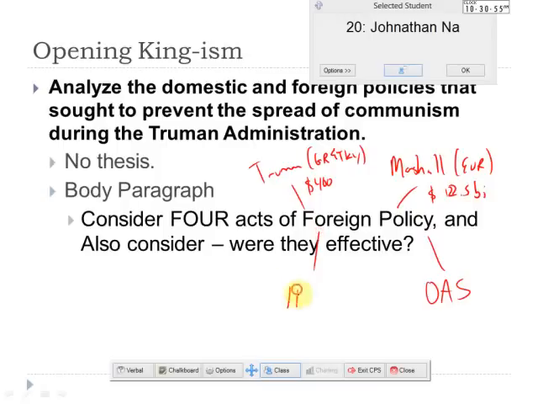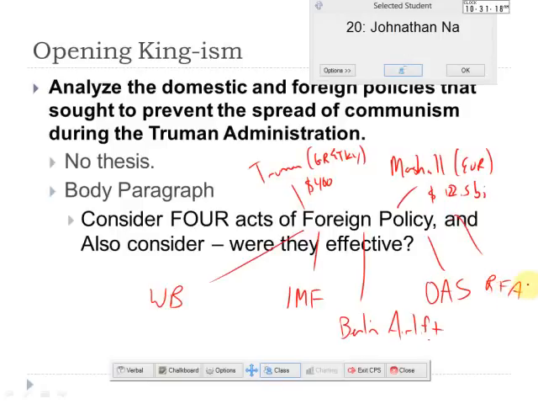Robert? Yeah, the IMF. The IMF also was designed to try to prevent the spread of communism. What else tried to prevent the spread of communism? Jasmine? The Berlin Airlift. Yeah, definitely. The Berlin Airlift also tried to prevent the spread of communism. Anything else that we did besides these things? The World Bank tried to prevent the spread of communism. Radio Free America tried to prevent the spread of communism. Voice of America tried to prevent the spread of communism.